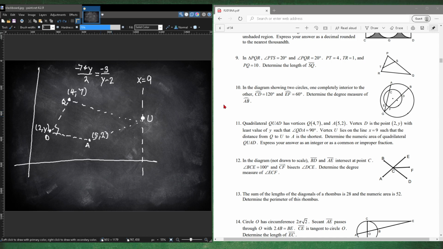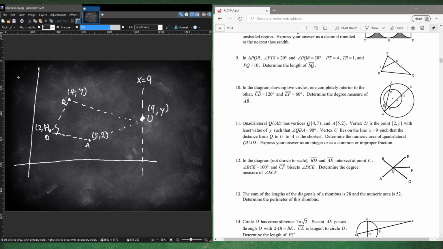Okay, so we did all that so we could prove that y is 4. So let's delete that bit. Okay, so that is 4. And now we need to look for point U. We know that the x value is already 9, and let's just say its y value is y.